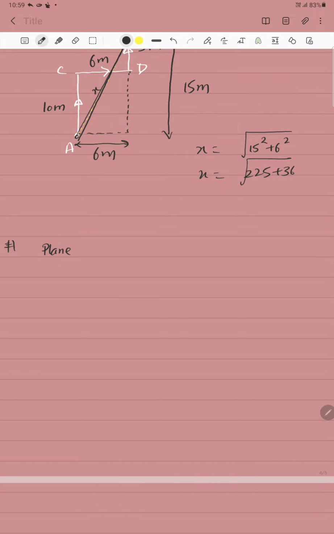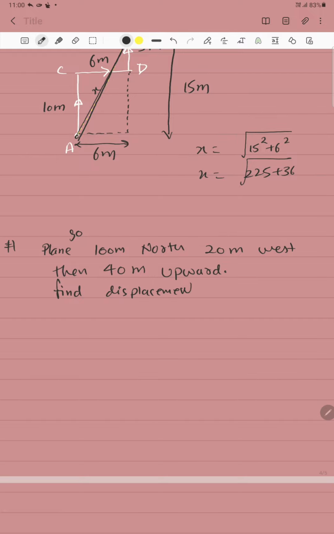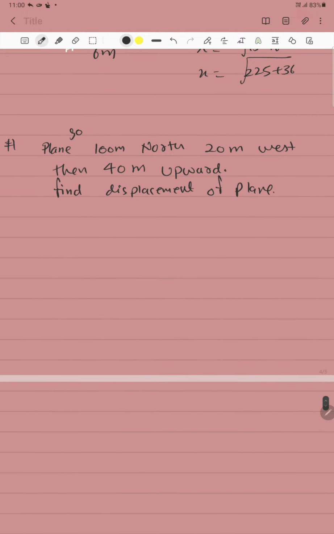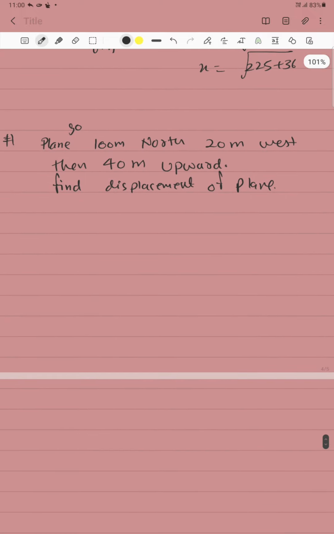a plane, aeroplane you can say, a plane go 100 meter north, 20 meter west, then 40 meter upward. Question is find displacement. Find displacement of plane, right?